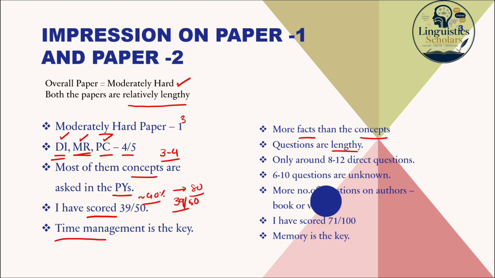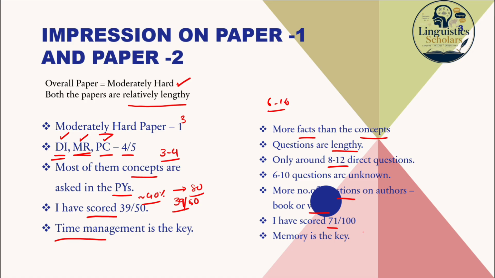Very few questions are direct, around 18 to 12, and 6 to 10 concepts are odd, in the sense maybe we are not familiar with as of now, and they were not asked previously as well. And they have given more questions on authors and their respective books or works, where memory plays a major role, but still I can manage to get 71 out of 100 correct.